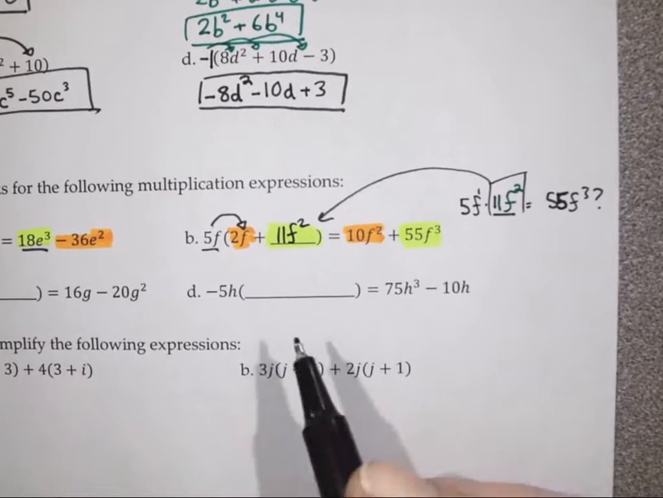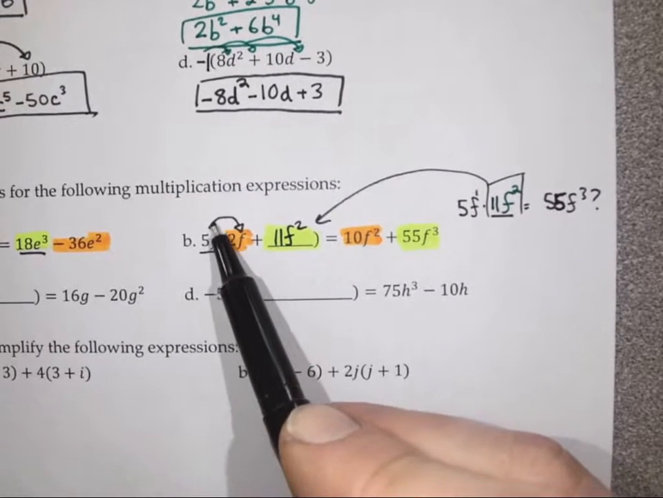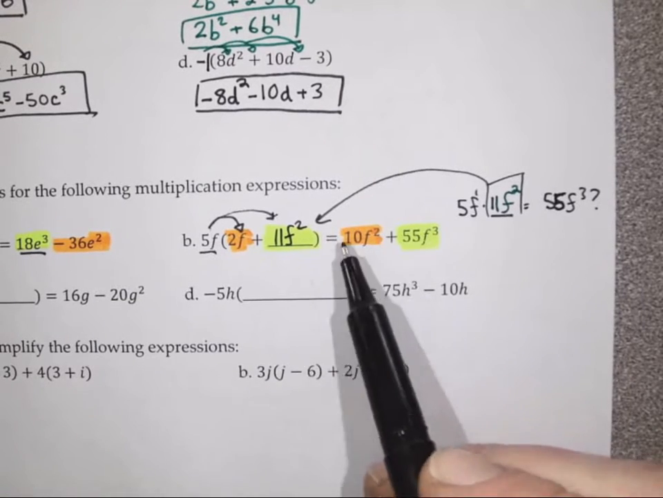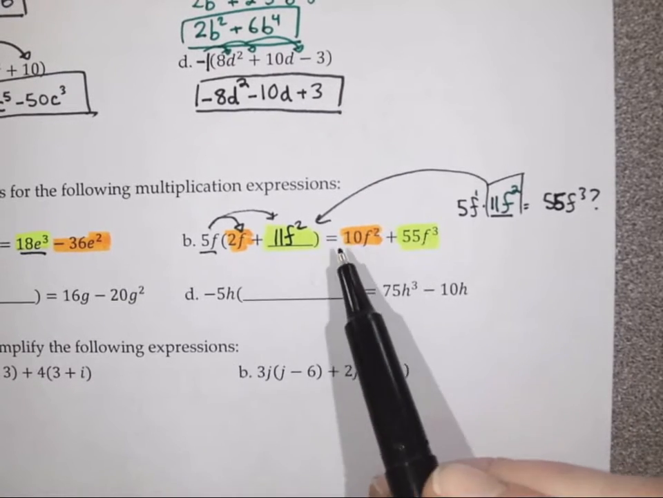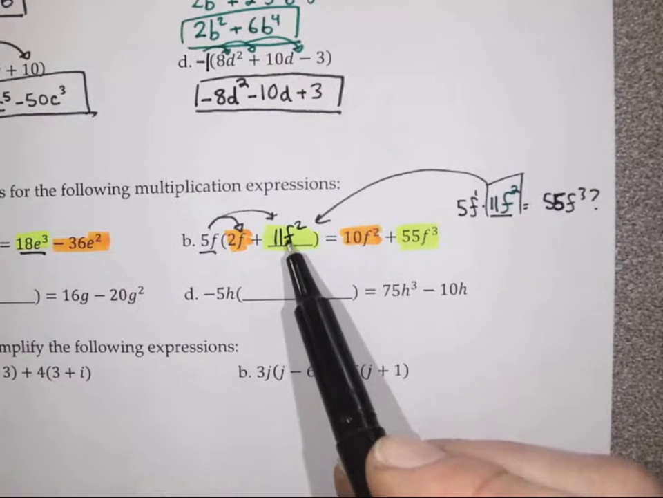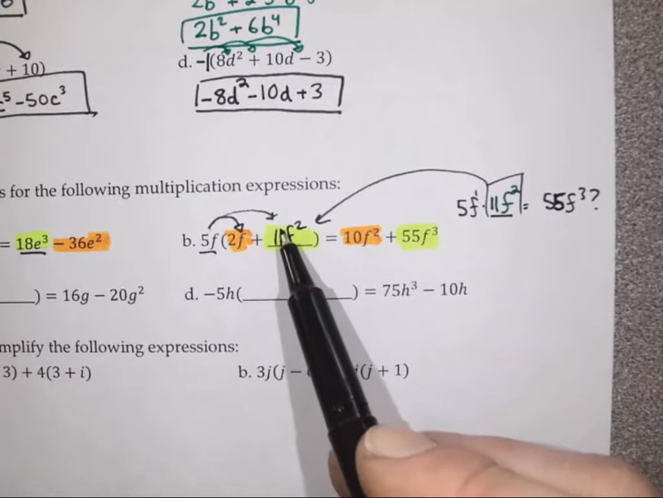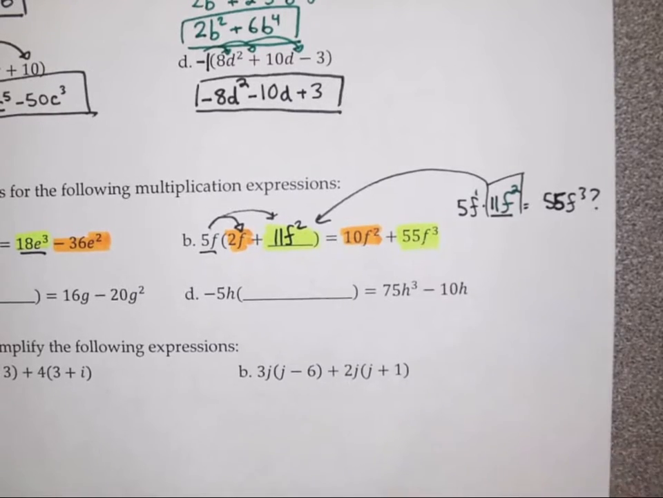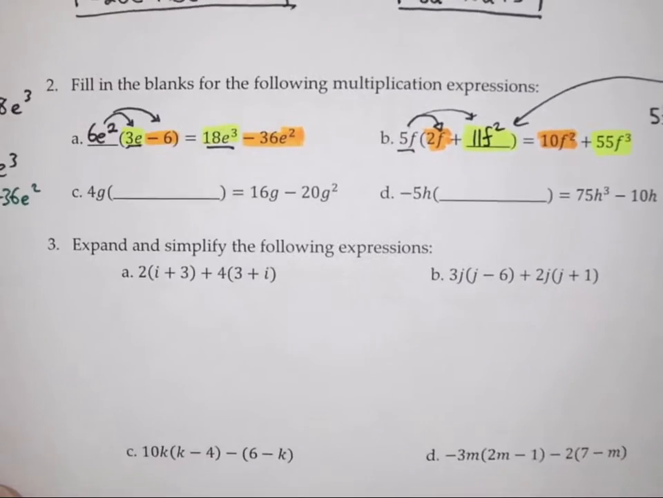And I can just double check. It's worth double checking. Is it true when I multiply 5f by 2f, I get 10f squared? Yeah, that kind of seems like it lines up. And 5f times 11f squared, 5 times 11 is 55. F times f squared is f cubed. Okay, I'm in business.